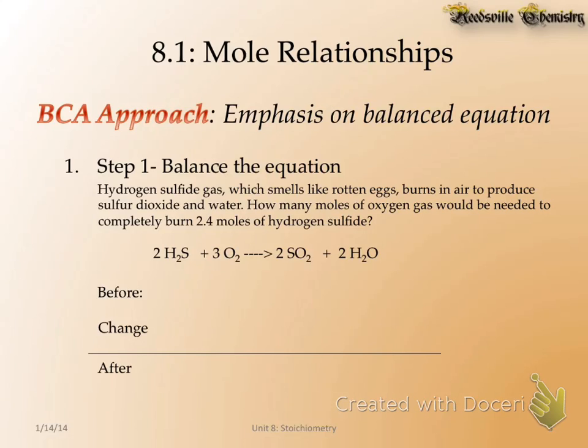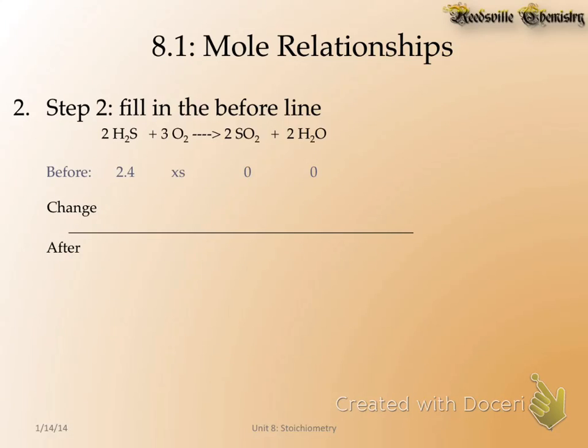So we've got a before, change, and an after. We've got a balanced equation, and now we've got to see what type of math we have to do with this particular equation. Step 2. After we've balanced the equation, written the equation, and written before, change, after, we need to fill in the before line. So if we remember from the problem, we had 2.4 moles of hydrogen sulfide gas. So we're going to write that in there, 2.4 moles of hydrogen sulfide gas.